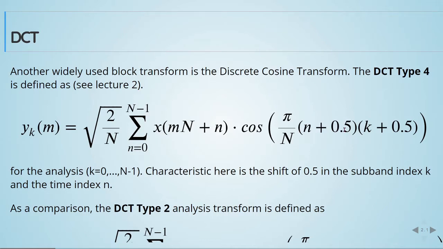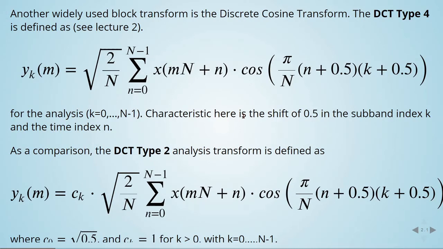We have this 0.5 here, and this 0.5 here, and the analysis has k going from 0 to N minus 1, and we have the sum with n going from 0 to N minus 1. So the characteristic here is the shift of 0.5 in the subband index k and in the time index n. So we have the 0.5 shift for the subband index and for the time index.